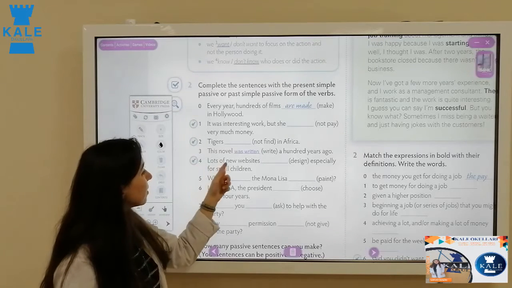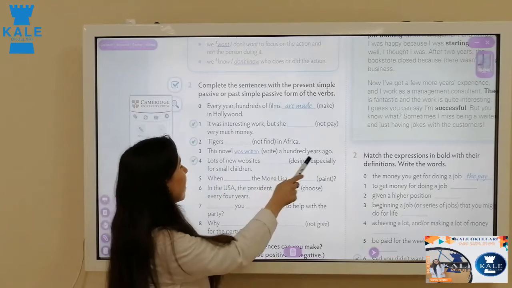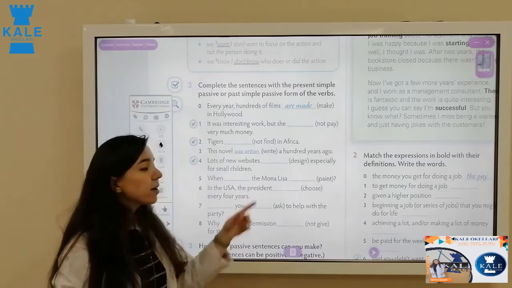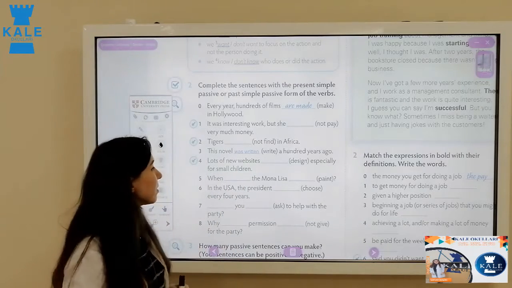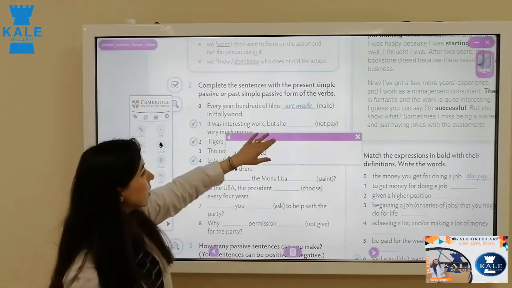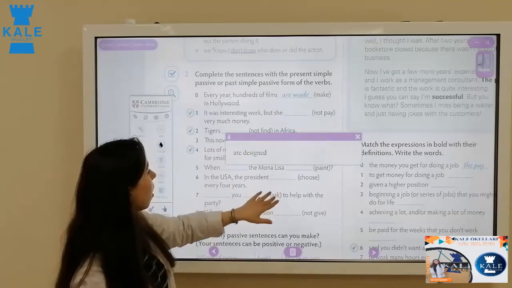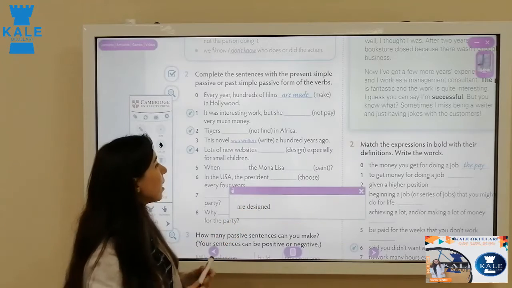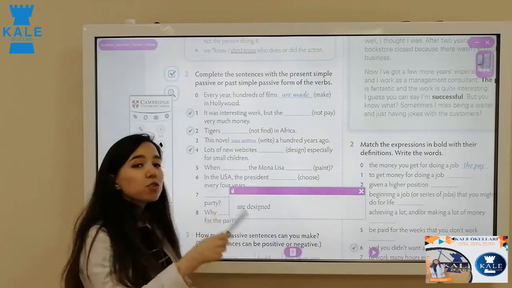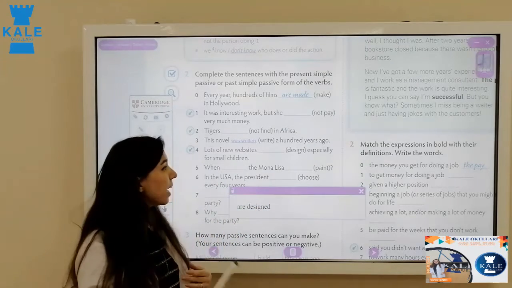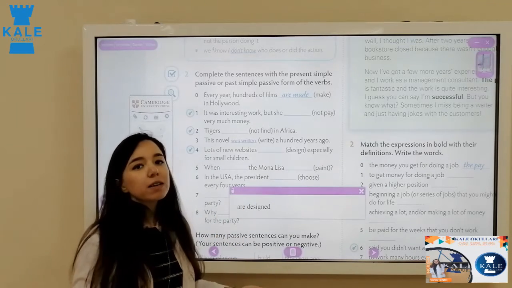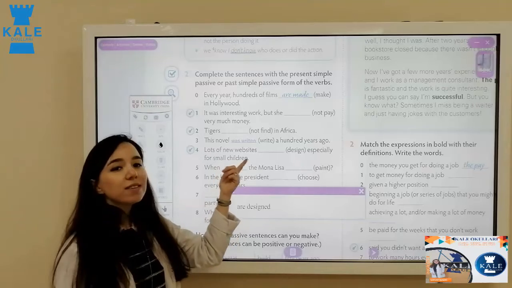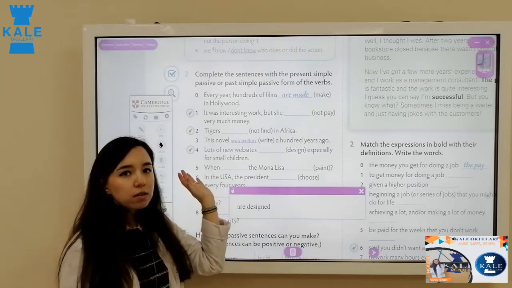And number 4, lots of new websites designed especially for small children. Here, what do you think? Should we write past simple passive or present simple? Look at the answer here. We have are designed. Are designed for this answer. Why? Because normally we talk about something that regularly happens, lots of websites. Every day lots of websites are designed. Who designs them? It's not important for us.